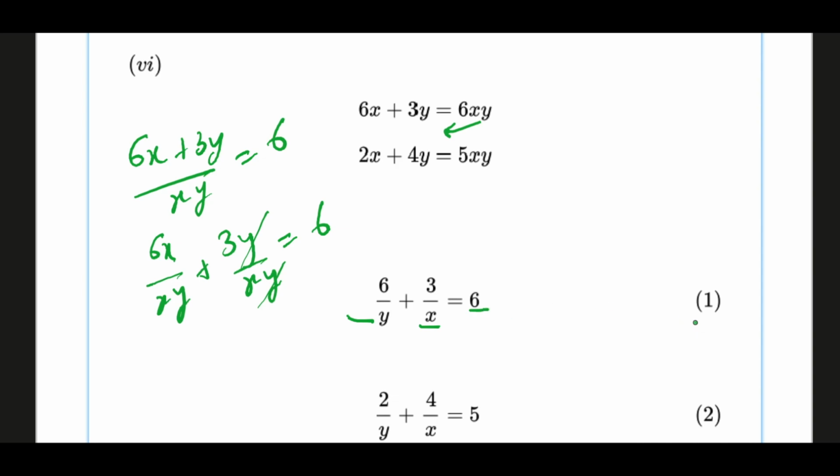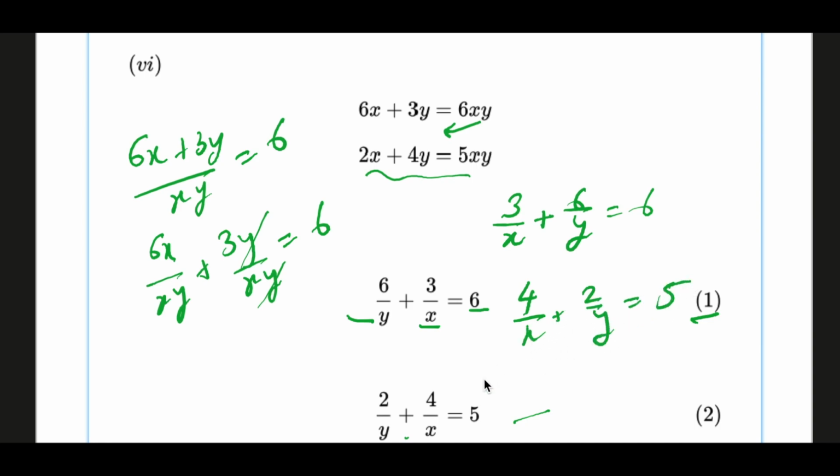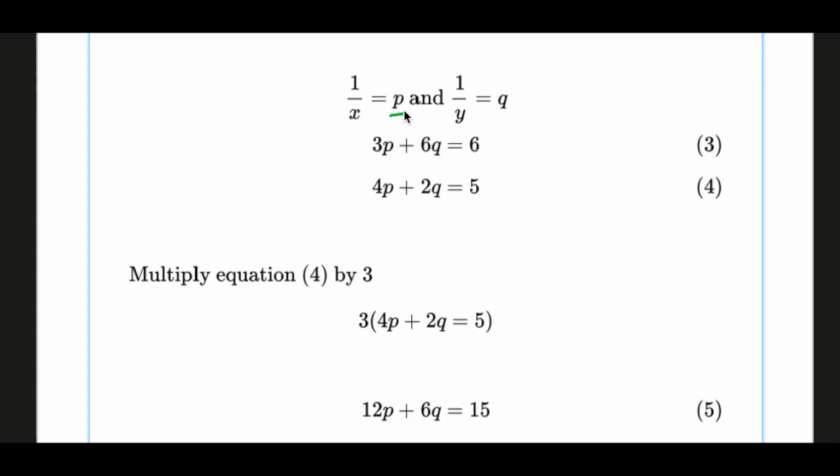So this we label as the first equation. Similarly for this equation we write 2 by y + 4 by x = 5. Now we can also swap the places of x and y, and we can write our equations as 3 by x + 6 by y = 6, and we can write this equation as 4 by x + 2 by y = 5. I have done nothing here, just to make it convenient I have swapped the places of x and y. Now let us take 1 by x equals to p and 1 by y equals to q. So we can write the equations as 3p + 6q = 6 and 4p + 2q = 5.